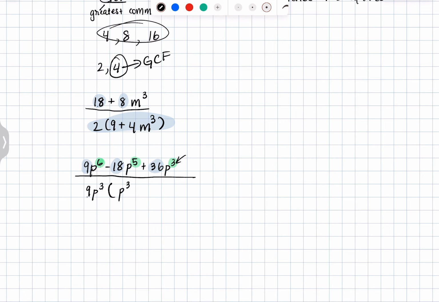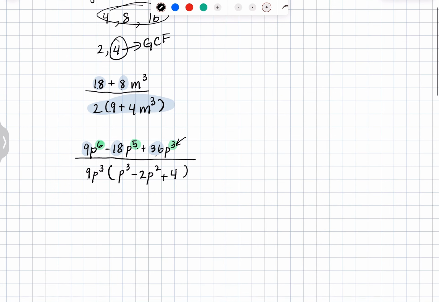Negative 18 divided by 9 is negative 2. 5 minus 3 is 2. And then 36 divided by 9 is 4. And then 3 minus 3 is 0. But p to the power 0 just means 1, so you don't have to write that down. Okay, so this would be your final answer for this expression.